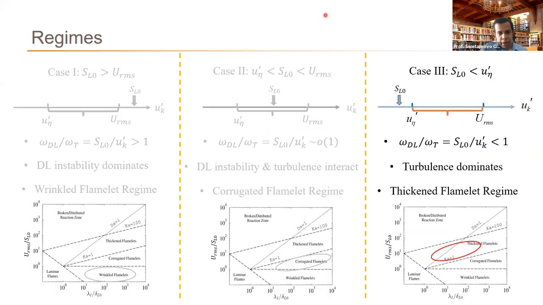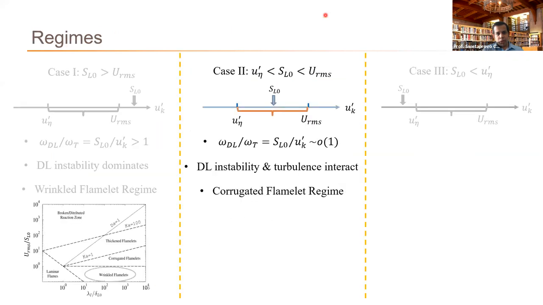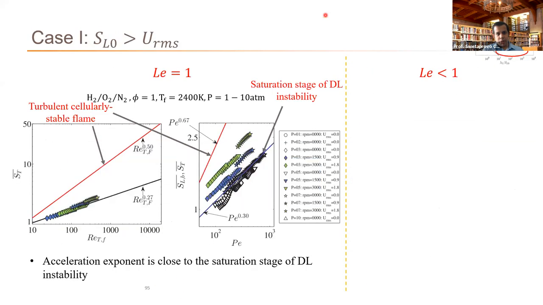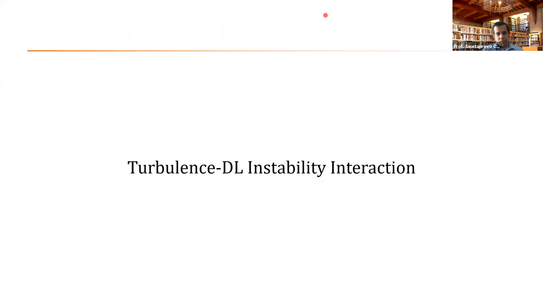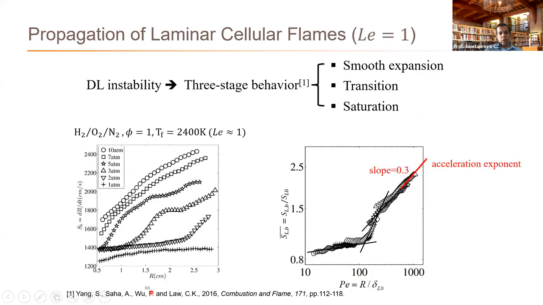This is essentially Yang et al. in CNF 2018. Sorry, I'm missing the reference at this stage, but just let me look over it. This paper, and also this paper. This paper is the one that investigates this transition regime from the fully Darrieus-Landau unstable state to the fully turbulence dominated state.